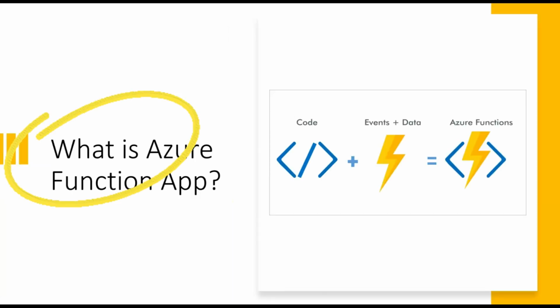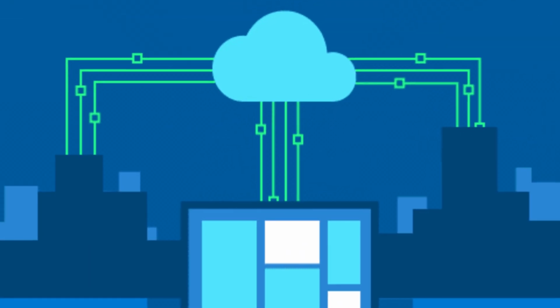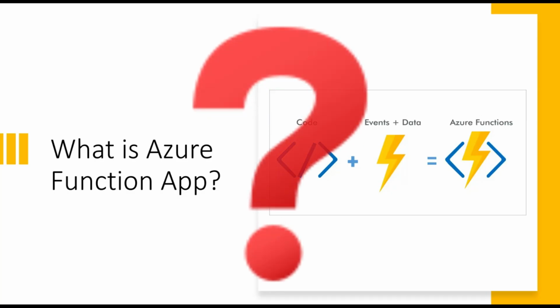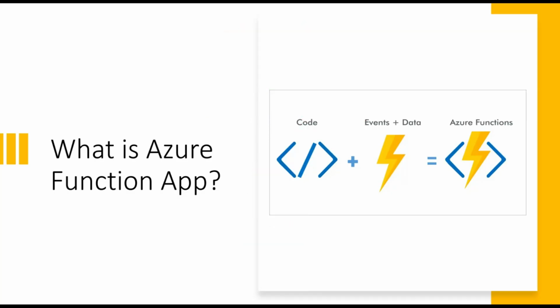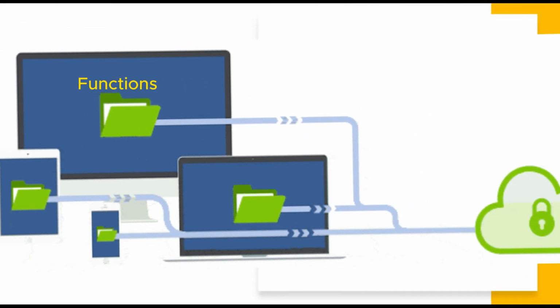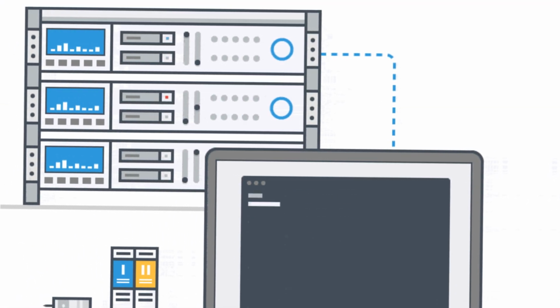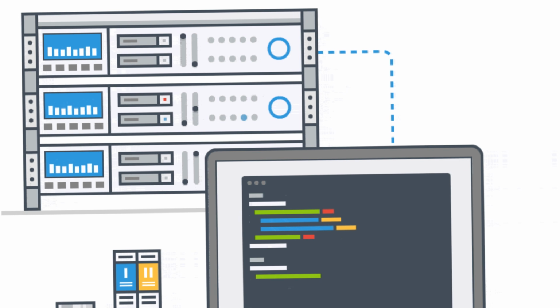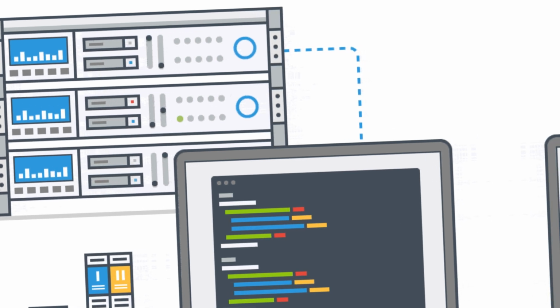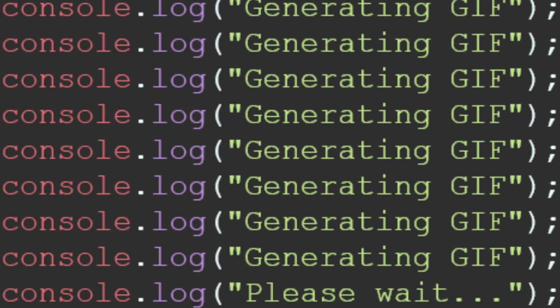What is Azure Function App? In today's cloud world, Azure Function Apps are a great solution for serverless computing. But what exactly is a function app? An Azure Function App lets you run a small piece of code called functions without worrying about managing servers. Azure takes care of everything like scaling and resource management. So you can just focus on writing your code.